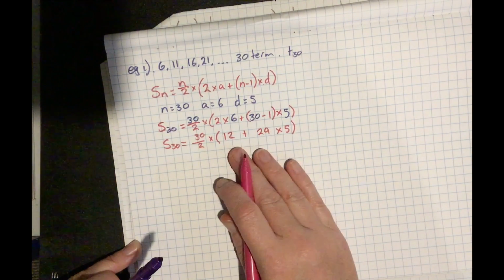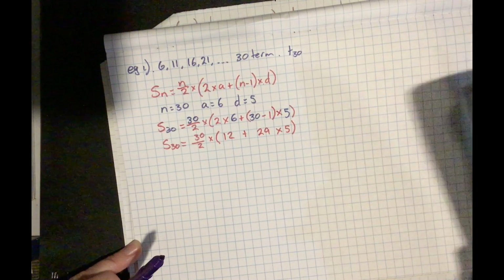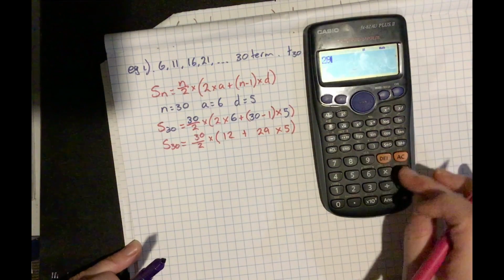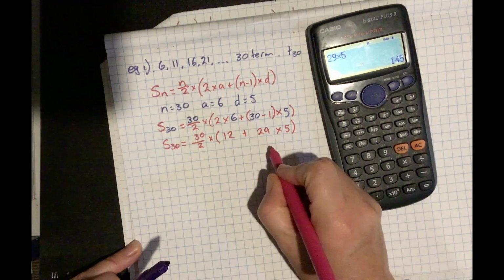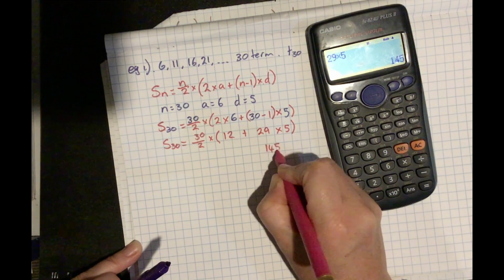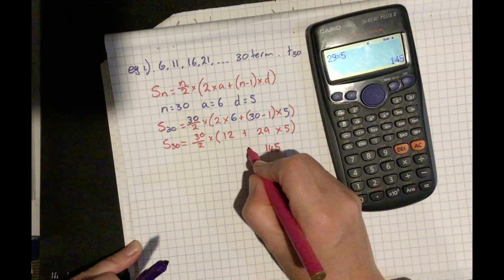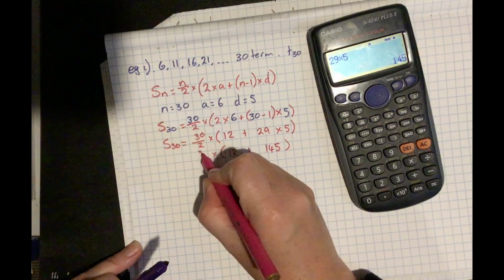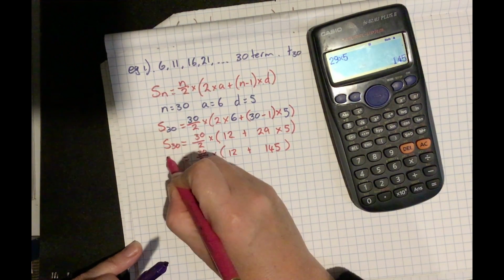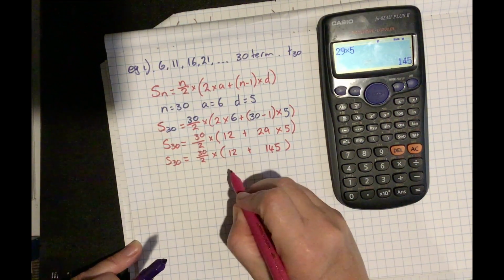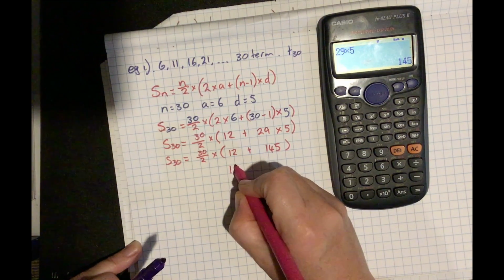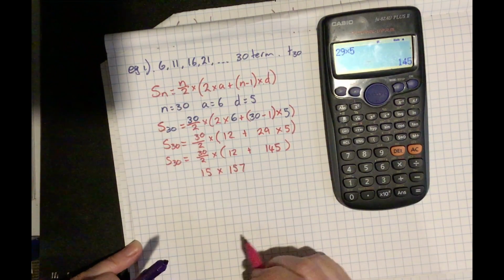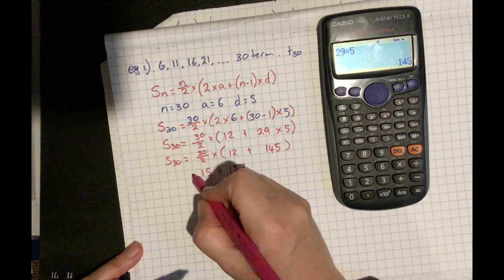Now this is basic BEDMAS, and you can just put that into your calculator. We could put the whole lot in, but I just want you to see the breakdown. 29 times 5 gives us 145. Now if you wanted to do that straight up, that's fine, but like I said, I'm just showing you how this tidies up as we go. You can skip some of those steps, it's no problem. 12 plus 145 is 157. 30 divided by 2 is 15. So you can see how that's actually unpacked.